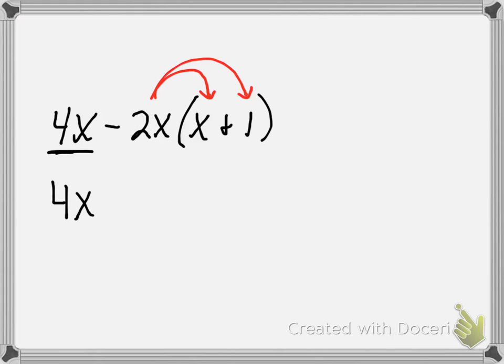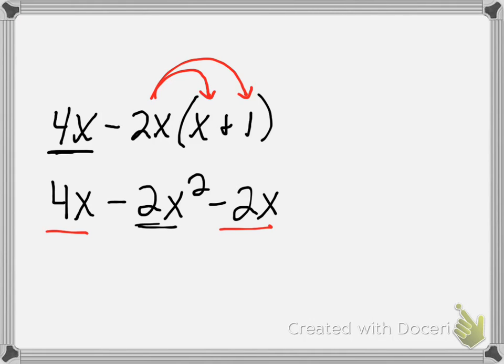So when I multiply this out, negative 2x and x gives me negative 2x squared. Negative 2x times 1 is a negative 2x. Well, this one again, I do have like terms. The only like terms I see is 4x and negative 2x. I don't have anything else to combine with the negative 2x squared right here, so it's going to be negative 2x squared, 4x minus 2x, which is a positive 2x.